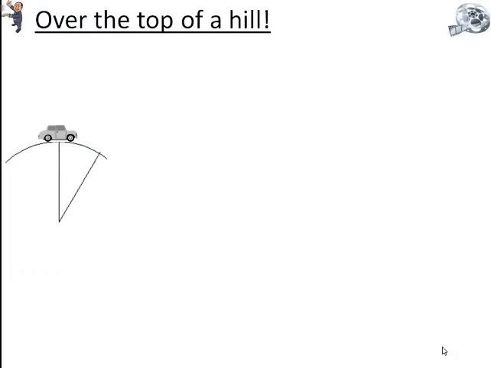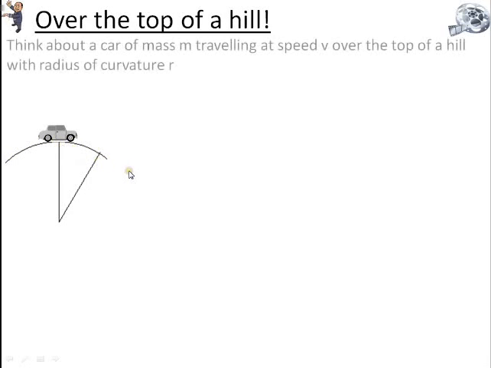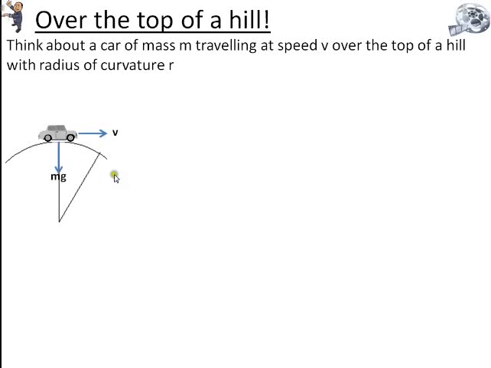Okay, if we look at going over the top of a hill, a little simple diagram over here, we've got a car going over a humpback bridge. It's not quite a perfect humpback bridge, but we'll use the idea that it is a perfect circle. So it's a car of mass m travelling at a speed v over the top of a hill with a radius of curvature r. If we label up this diagram, there's the velocity. The weight of that car is mass times gravity, and the support force of the hill, the reaction force, is in the opposite direction to gravity, so it's upwards, there it is. And finally we've just got the radius of the curvature there.